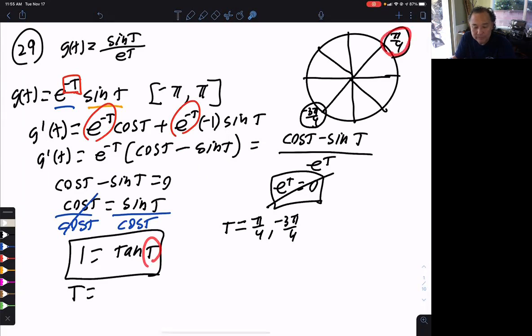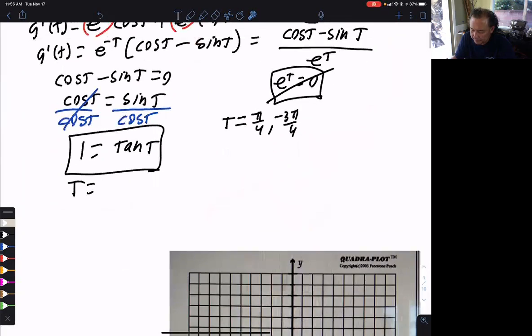Well, pi over 4, we just had that. If we keep going, 5 pi over 4, but that's bigger than pi. But if we go backwards, negative 3 pi over 4. So we get the same answers either way. So those are our critical points.